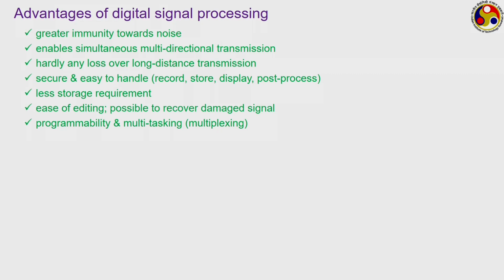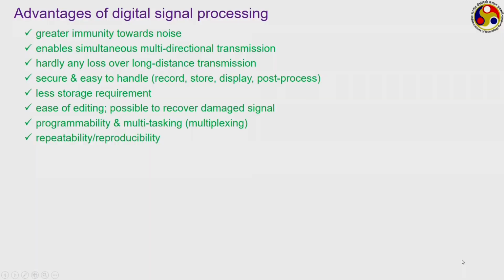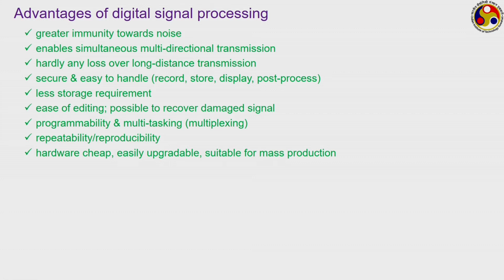Programmability and multitasking or multiplexing means the same digital media can be used for different kinds of purposes, and they can also be used simultaneously. Then repeatability or reproducibility: very easily we can make copies of that, or we can reproduce the same thing into another device. Hardwares are also commonly cheap, we can easily upgrade that, and also the hardwares are generally suitable for mass production. Like think about a small chip.